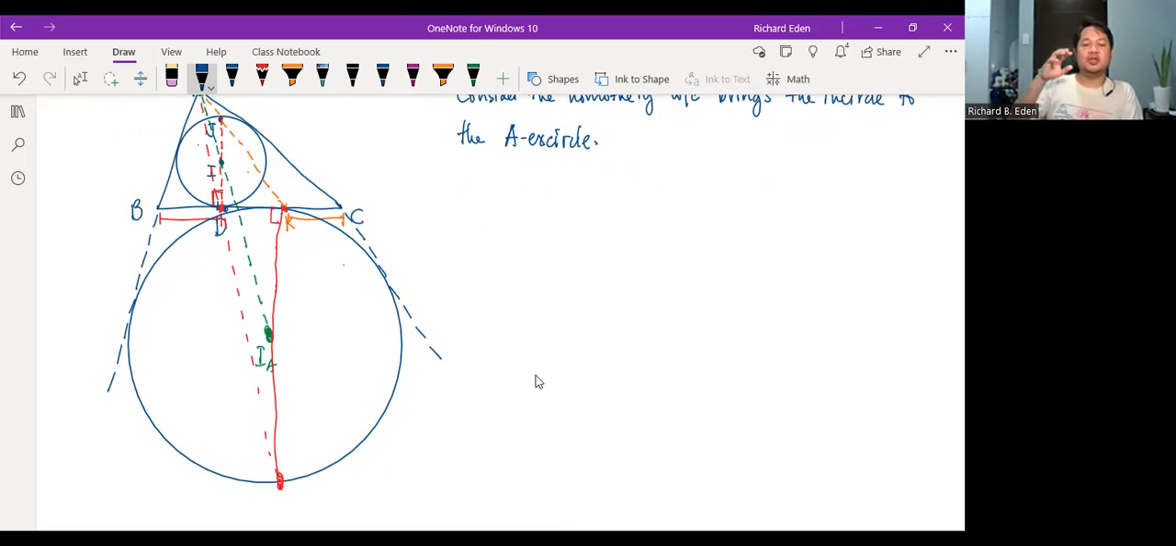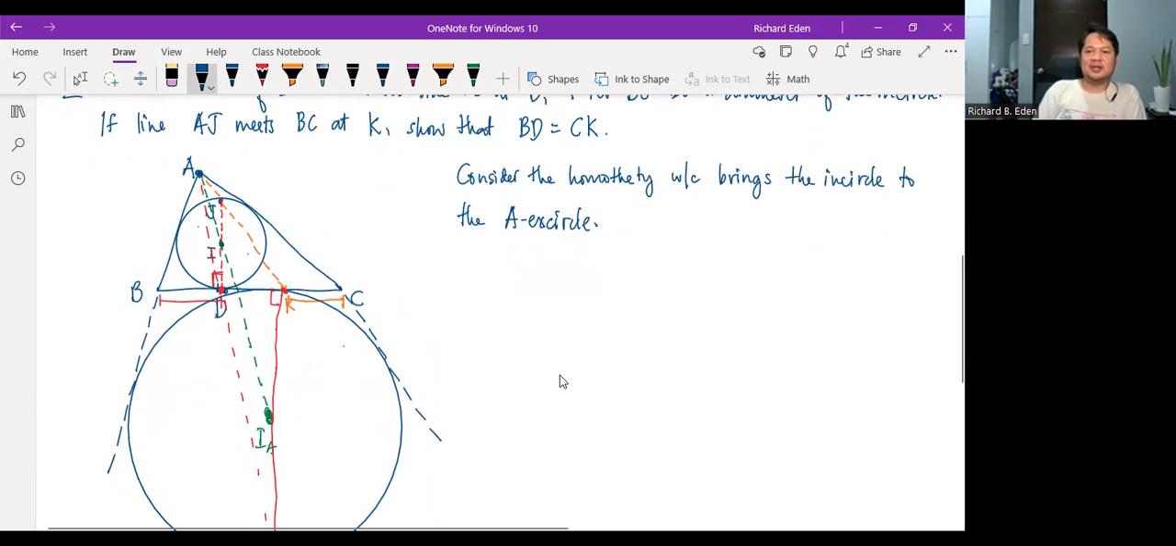Do we have a way of determining the location of I sub A without drawing external bisectors? Well, from what we did here, yes. Nice. Opo. Okay. Ito, pero sulat lang natin ng argument. Consider the homothety which brings the incircle to the A-excircle. It maps diameter DJ to a diameter of this X circle.